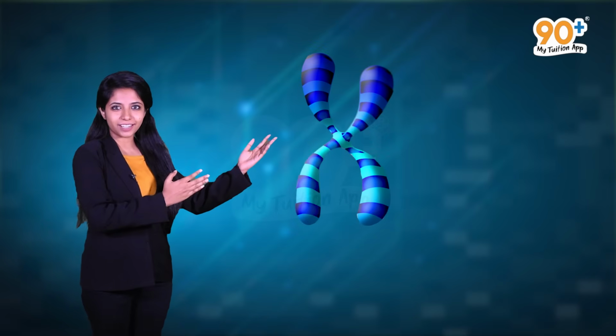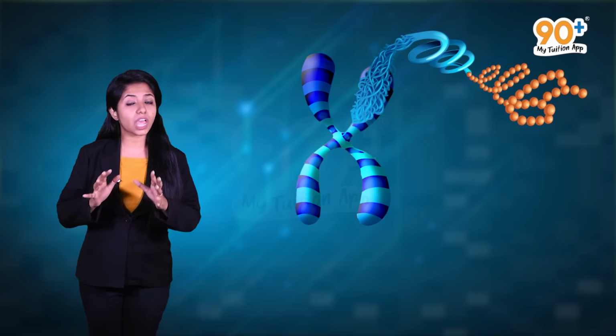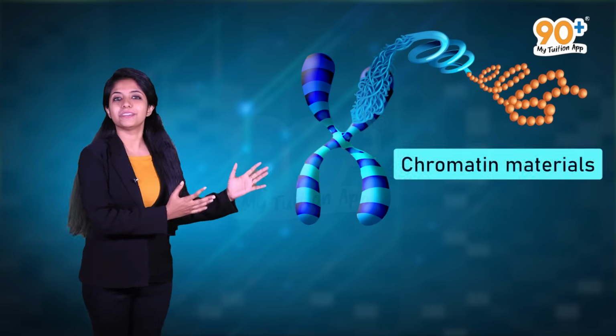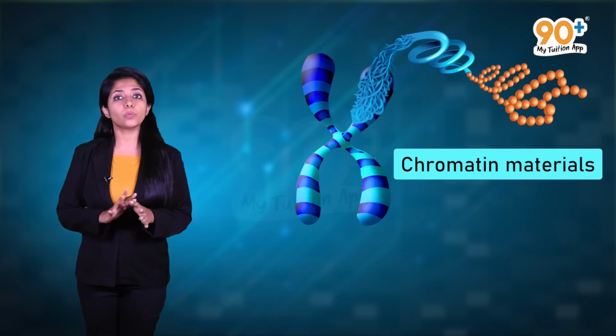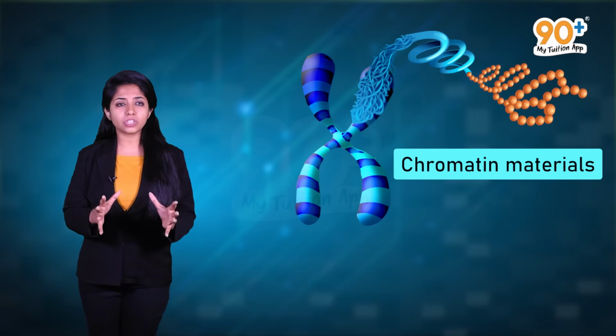Hey, wait for a second. Look at this picture. It's a chromosome, right? But no, it doesn't always look like this. It is actually visible as an entangled mass of thread-like structures known as chromatin materials. And you know what? When the cell is ready to divide, these chromatin materials get organized into rod-shaped chromosomes like this. I know that it is amazing, right?